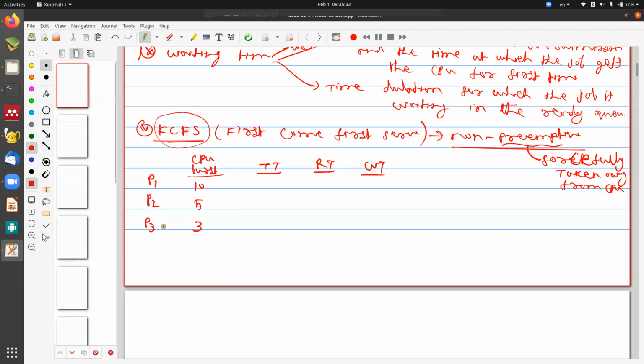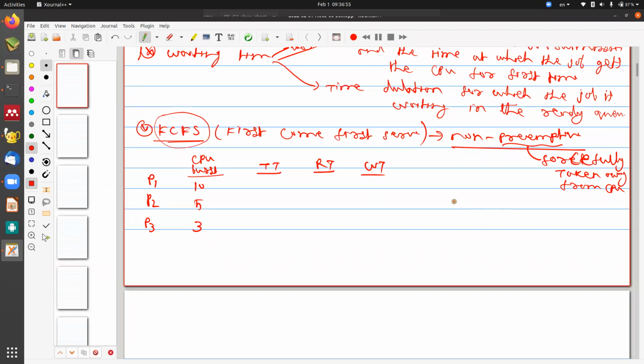Means there are 3 processes trying to be executed, and P1 wants to be executed for 10 units of time by the CPU, P2 wants 5 units of time, and P3 wants 3 units of time. Then what does my FCFS algorithm say, and based on this FCFS algorithm, what are the turnaround, response, and waiting times? Please understand clearly.